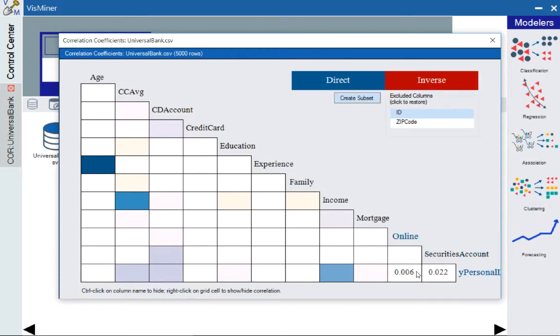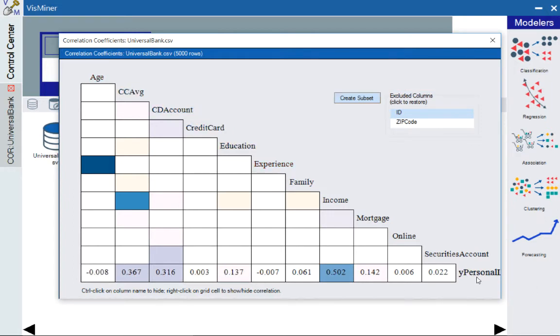The next thing we need to do is see how variables are related to each other and are especially related to our outcome variable. This is what we're trying to predict, in this case, whether someone will accept the bank's offer to take out a personal loan. If we look along the bottom here, we can see that income is the most highly related variable to whether or not people accept a loan. And there's also credit card average and whether or not they have a CD account.